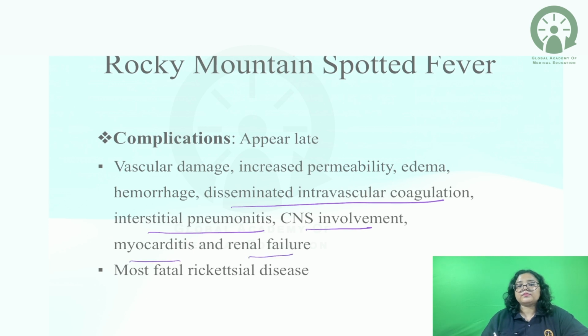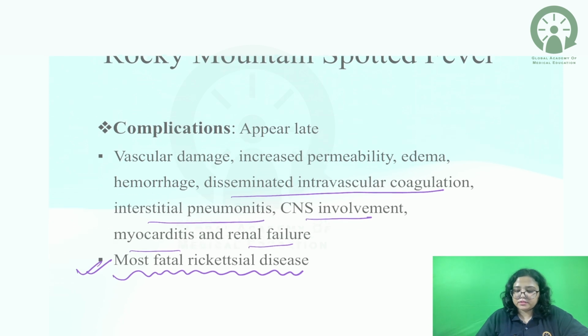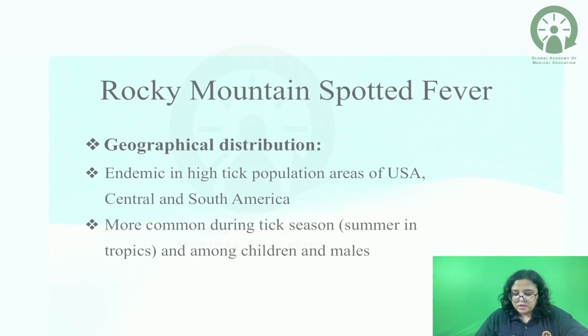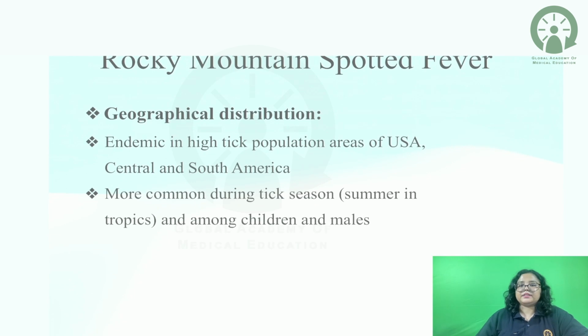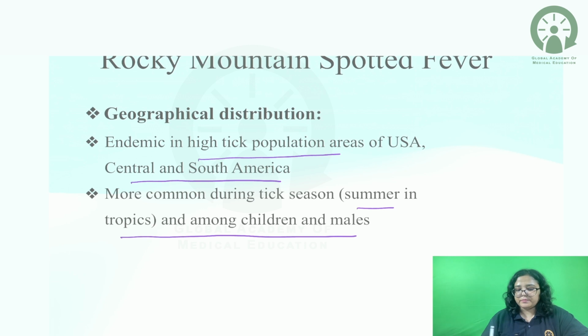It is the most fatal rickettsial disease. So we can note that the most fatal rickettsial disease is Rocky Mountain spotted fever. Geographically, I told you there is high tick population in the US, Central and South America, so it's distributed mainly in that region and mostly seen in summer, in children and males.